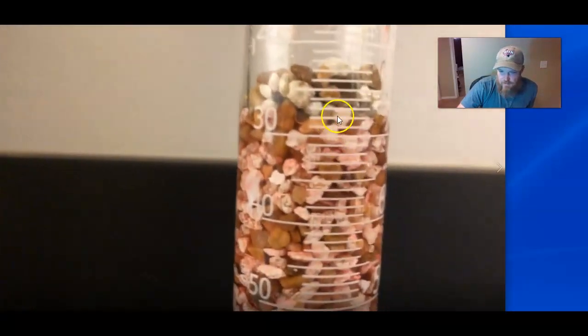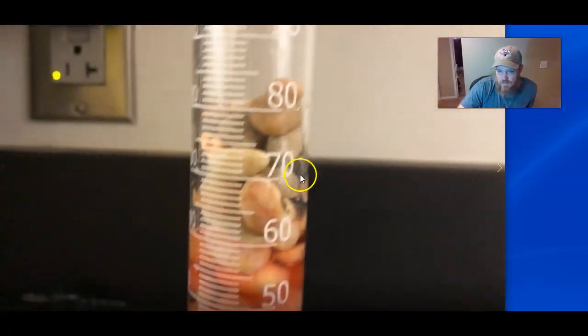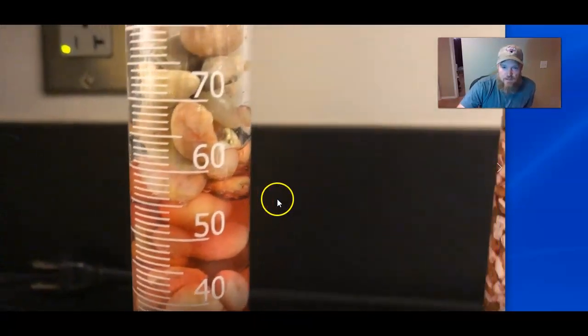I should have done it, but if I would have done that with the pebbles, water would have come out. They're not as stuck to it. In both of these, you would have seen the same thing.